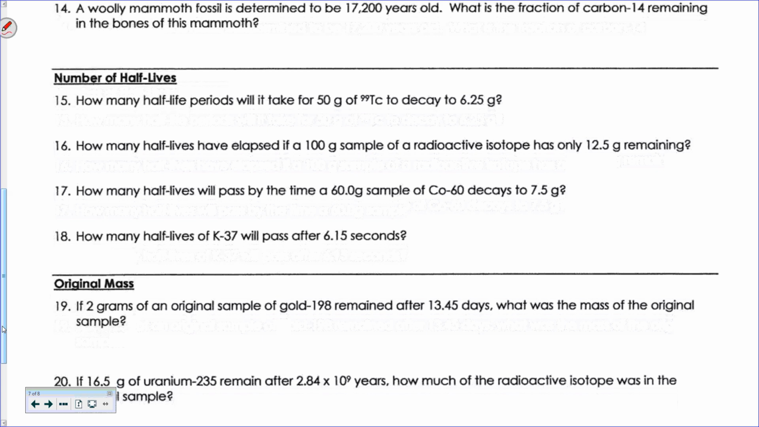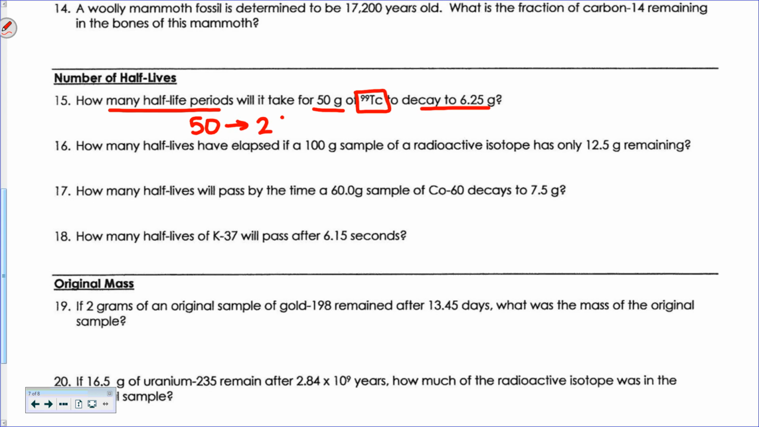If they ask me about my number of half-lives, let's do a problem like number 15. So it says, how many half-life periods will it take for 50 grams of technetium-99 to decay to 6.25 grams? Well, I actually don't need to go to my reference table at all for this. I don't even care that it's technetium-99. What I care is I started with 50, and let's cut it in half until I get to 6.25.